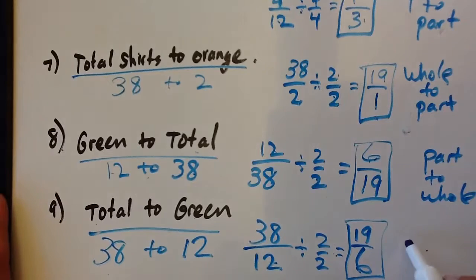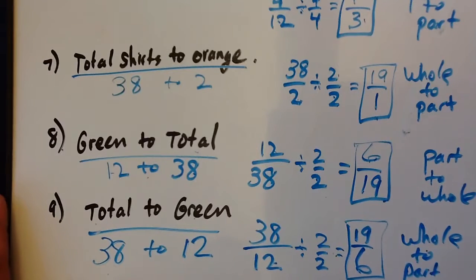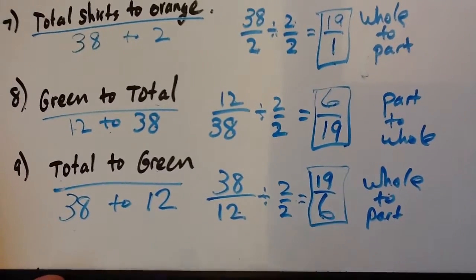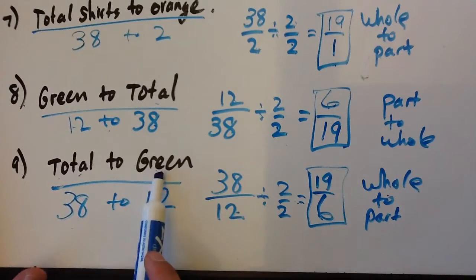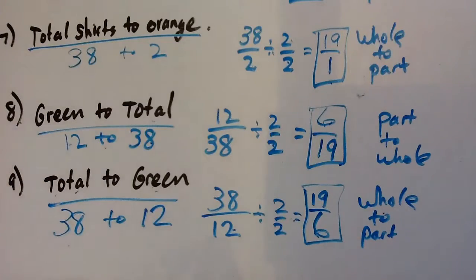This ratio compares whole to part. It's a whole to part comparison because I'm comparing all of the shirts to part of the shirts. So it is a whole to part comparison.